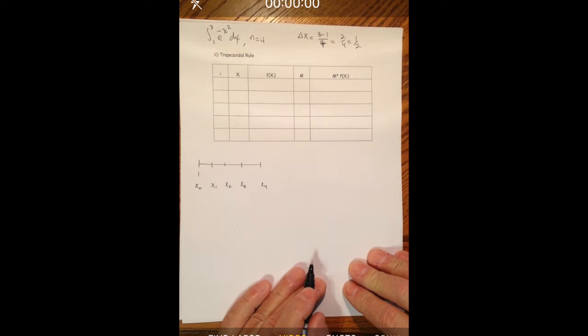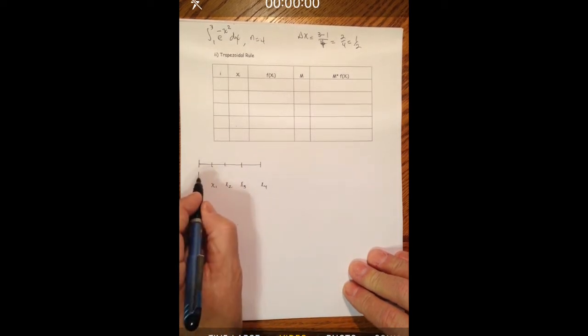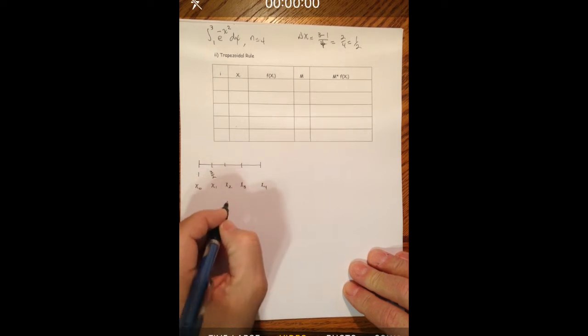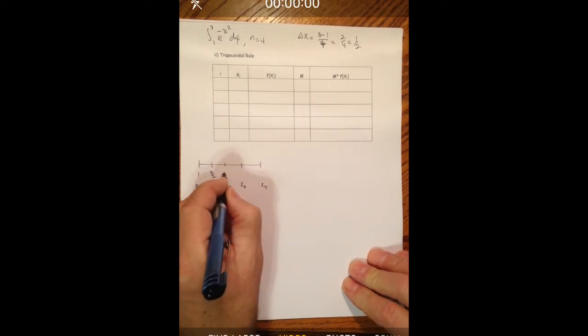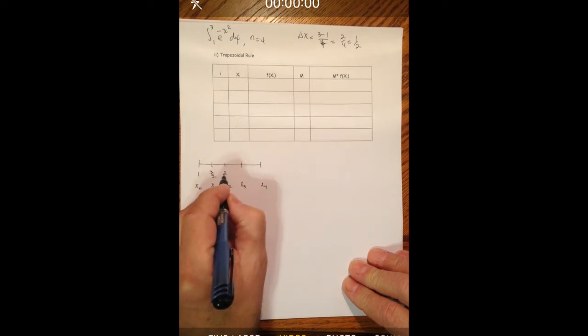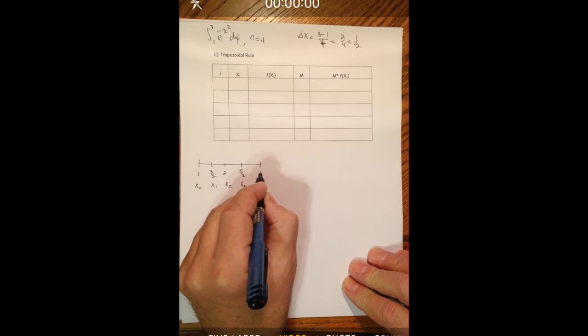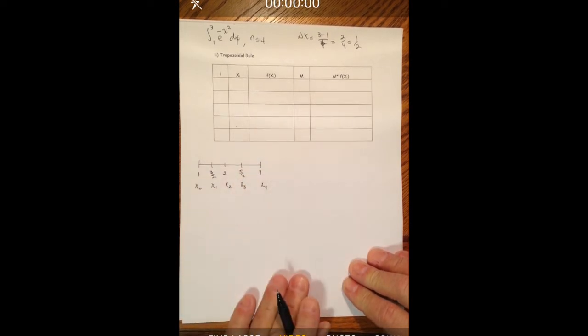Now remember, delta x is 1/2. So this is going to be 1 plus 1/2, which is 3/2. If we add another 1/2, we get 4 over 2, or just a 2. So this is 4 over 2. The next one's 5 over 2. And this would be 6 over 2, which is 3.